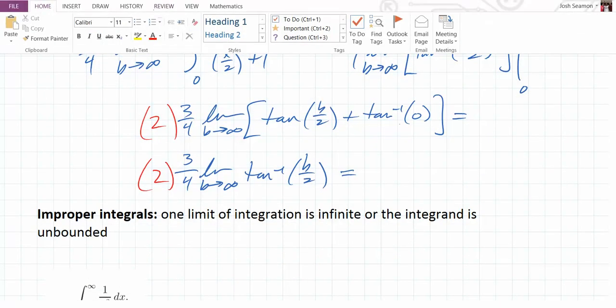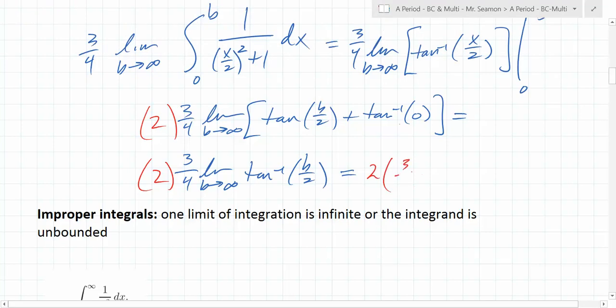You know that this is going to be equal to, so 2 is floating out there, 3 over 4 times, what did we say it was? Pi over what? 2. The 2's cancel, so what do you end up with? 3 pi over 4. So here's the deal.